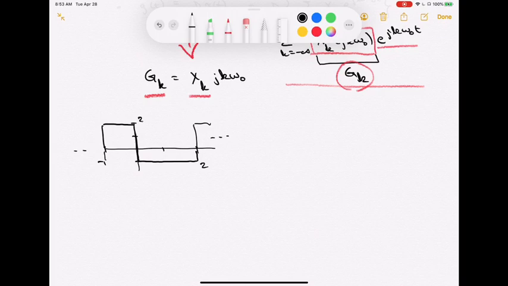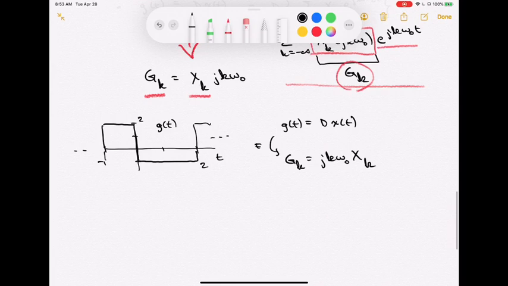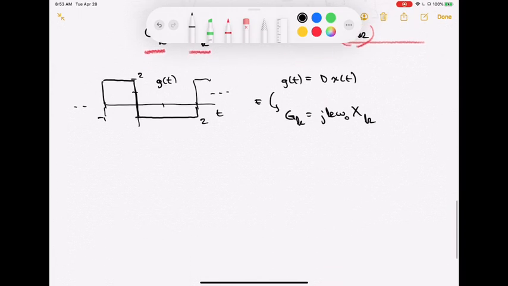So what do I know? This whole thing is my little g of t as a function of t. And we had already expressed that little g of t was equal to the derivative of x of t. And if I looked at the Fourier analysis on that, that tells me the g of k's is equal to jk omega naught times my x of k's, which means that if I want to get my x of k's from g's, I can say x of k equals g of k over jk omega naught, right?